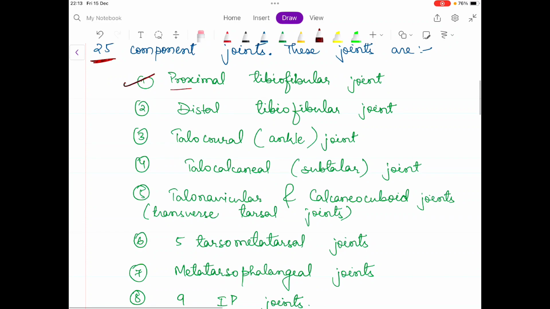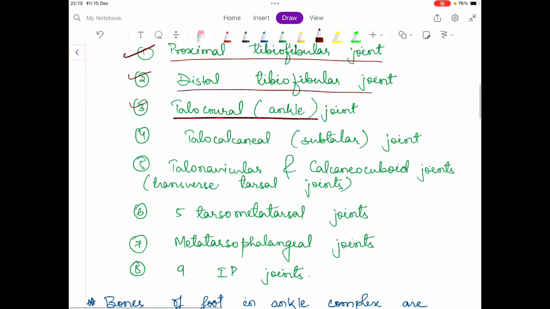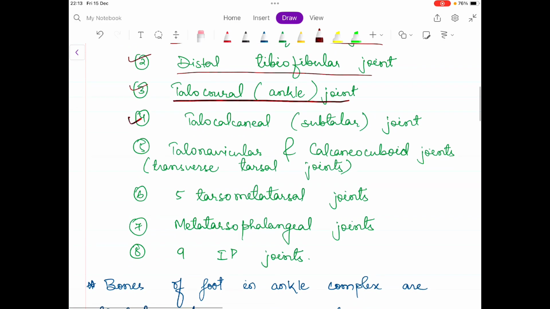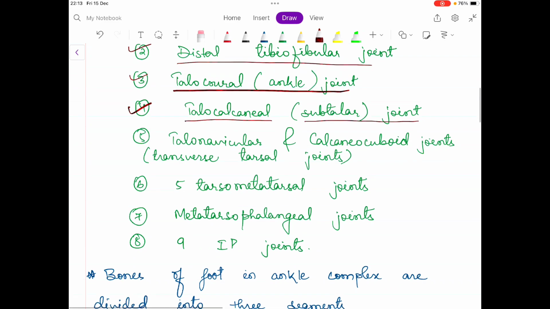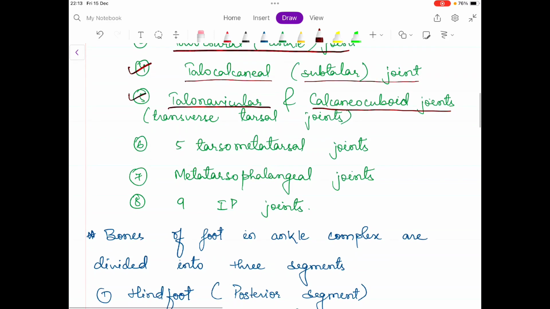First is the proximal tibiofibular joint. Second is the distal tibiofibular joint. Third is the talocrural or ankle joint. Fourth is the talocalcaneal, which is the subtalar joint. Fifth is the talonavicular and calcaneocuboid joint, which is also known as the transverse tarsal joint.